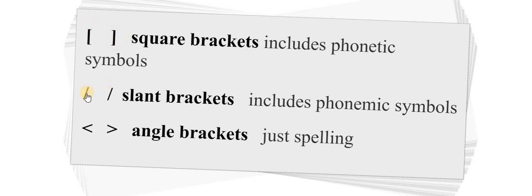Now let us see what is the difference between the square bracket, written like this, and the slant brackets or the slanting lines. So the square brackets include phonetic symbols, while slant brackets include phonemic symbols. The difference may be tricky, but I will make it clear for you.